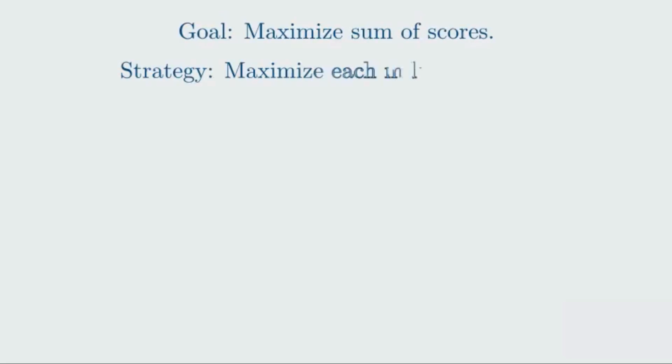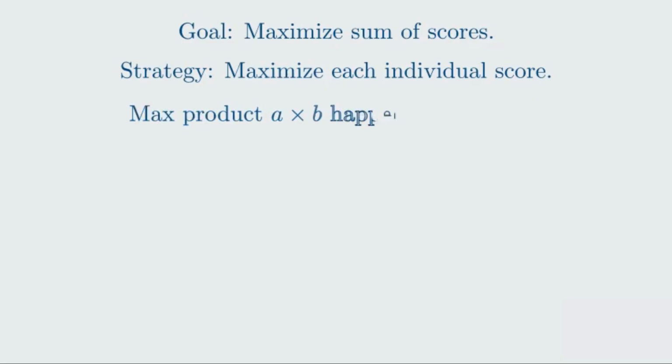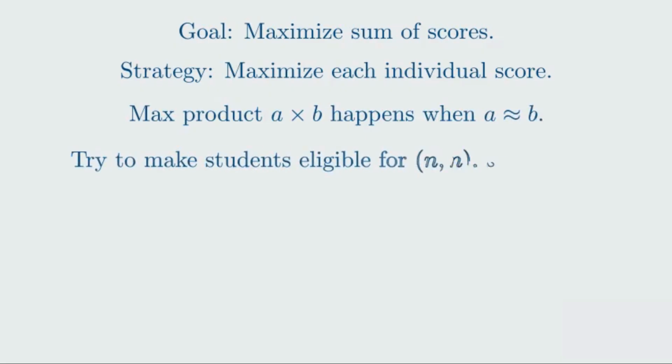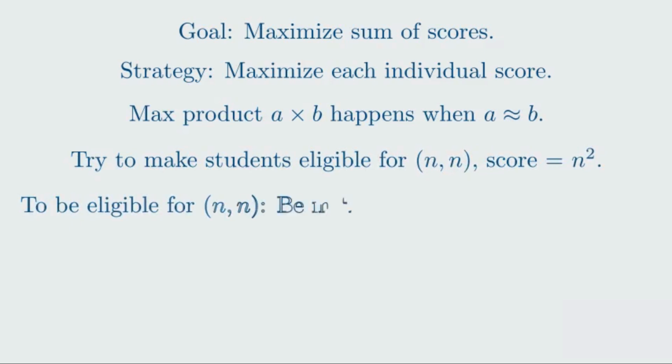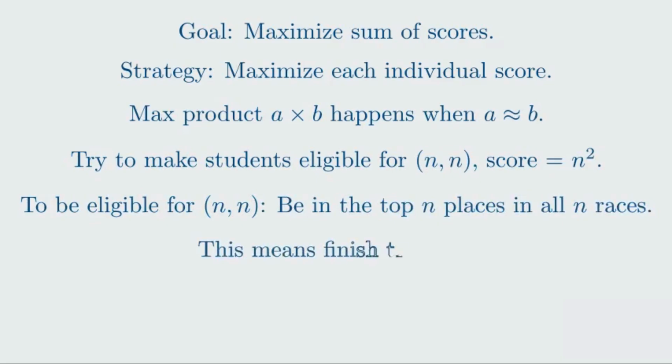The maximum product A times B occurs when A and B are as close as possible. In our case, the value N serves as a natural boundary. The rating that produces the largest score is likely NN with a score of N squared. A student is eligible for NN if they are in the top N places in all N races. This means they must finish the race. Every student does this, so every student is eligible for NN. This is a profound realization.